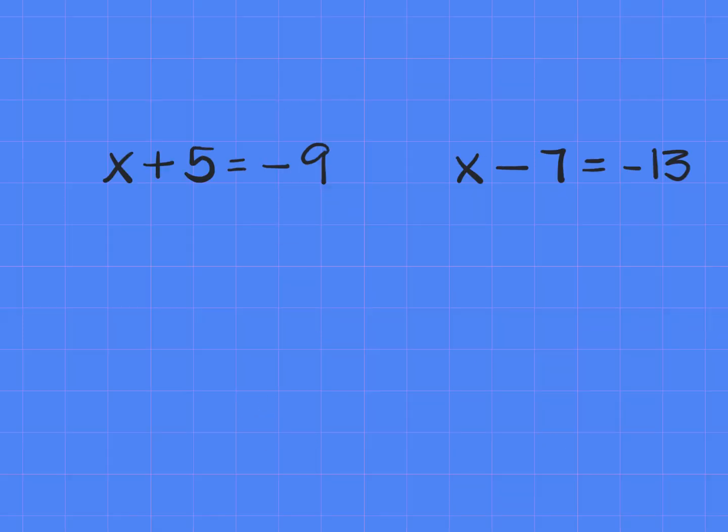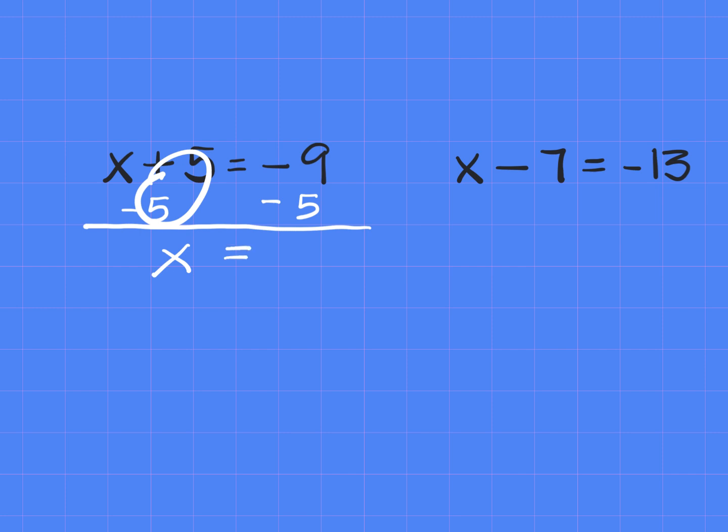All right, here's a couple for you to try. They do have negative numbers in them, so pause the video and give it a try. So here we would have minus 5 on both sides. That's our 0 pair. So x equals negative 9 plus a negative 5, which means we have negative 14. This is a subtraction problem, so we would do plus 7 on both sides.